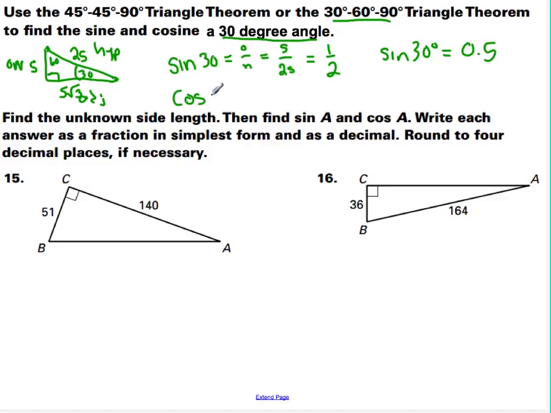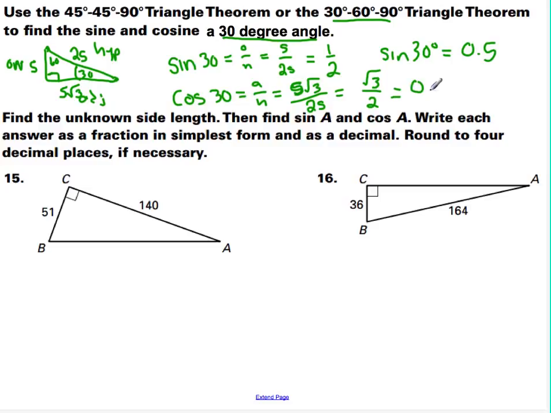Next, we'll talk about the cosine of 30 degrees. Cosine is always the adjacent over the hypotenuse. The adjacent side here is s times the square root of 3, over 2s. The s's will cancel, and we'll basically have the square root of 3 over 2. And that is the exact answer of what you get back in your calculator.